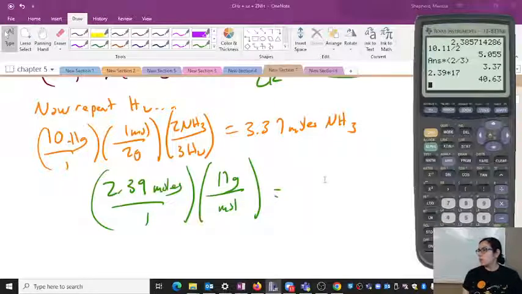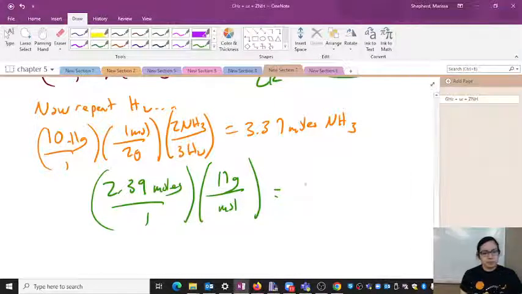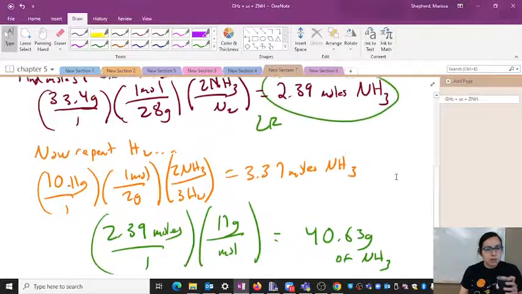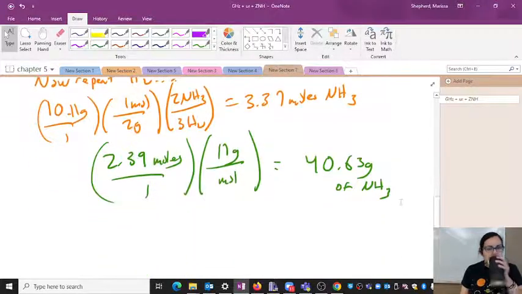You said 40.67 or so? 6.3. So 40.63 grams of ammonia. And looking at the chat, I assume you got that, because your number looks like you have this doubled. So now that we have the correct mass of ammonia, should be good.